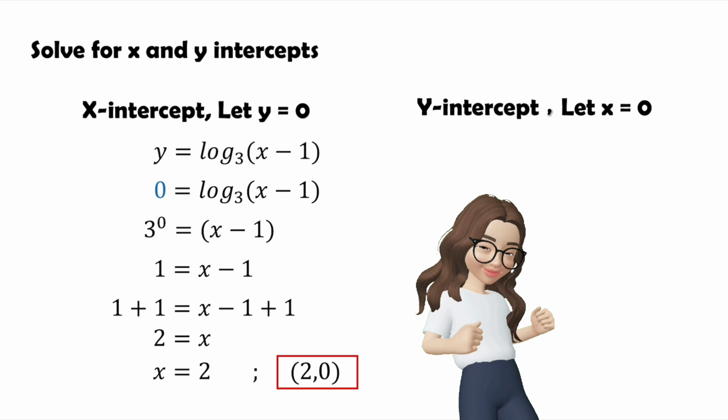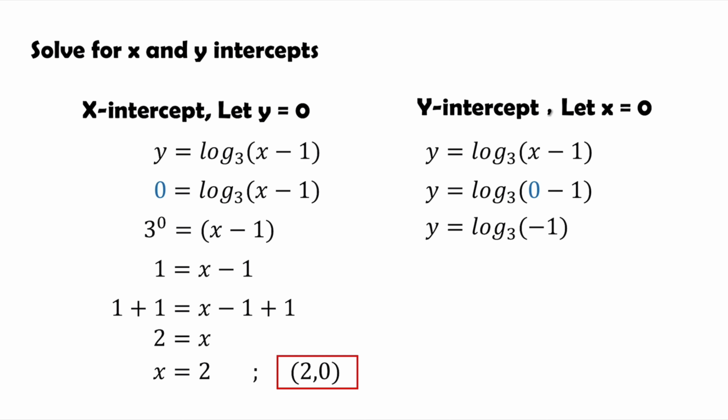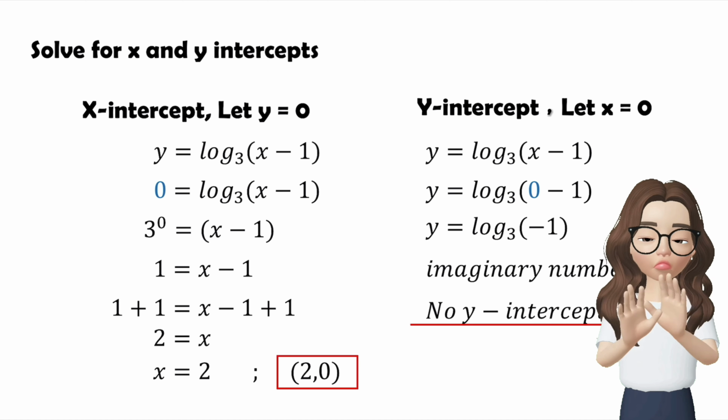Now, for the y-intercept, get the given function again. So that is y is equal to the logarithm of x minus 1 with the base 3. Then substitute 0 to x. That will become y is equal to the logarithm of 0 minus 1 with the base 3. Then solve for y. We will have y is equal to the logarithm of negative 1 with the base 3. And we all know that the logarithm of a number cannot be a negative number, for this will give us an imaginary number. With that, we can say that there is no y-intercept in this given function.